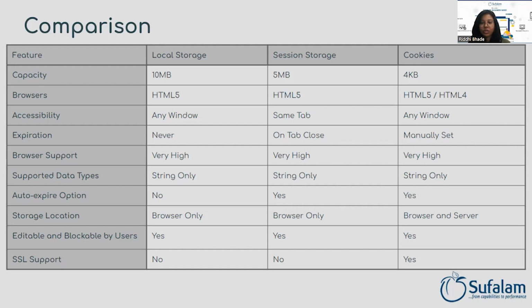Auto expire option. Local storage doesn't have any such option. Session storage, yes, you can give an expiration time. Cookies, yes, you can give an expiration time. Storage location. Local storage location is only the browser. Same for session storage. But cookies, as they exchange data between client and server, have both storage locations: on the browser and on the server. Then editable and blockable by users. Yes, on all three, users have control over whether they want any website to store or access their session storage or web storage or not. SSL support: local storage and session storage have no SSL support, but cookies have.